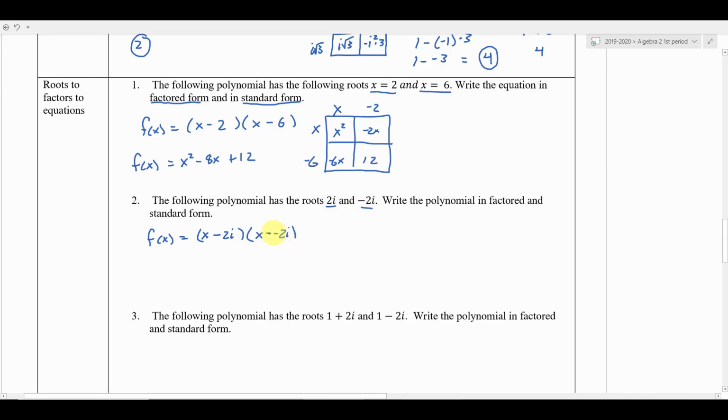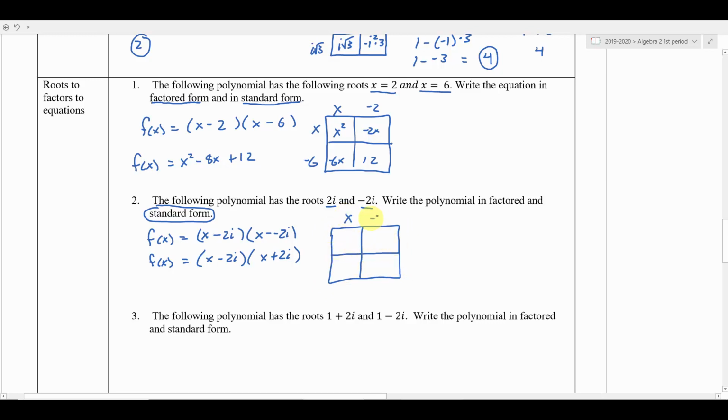And remember how I said the negative would take care of itself? Because when you subtract the negative, this will turn into a positive. So really, it looks like this: f of x equals x minus 2i and x plus 2i. So this is our polynomial in its factored form. But we also want to make sure that we get our standard form as well. So let's set up a box just like we did in the first problem and multiply this out and see what happens.